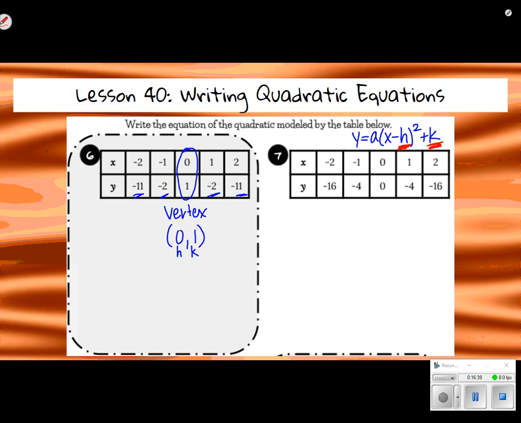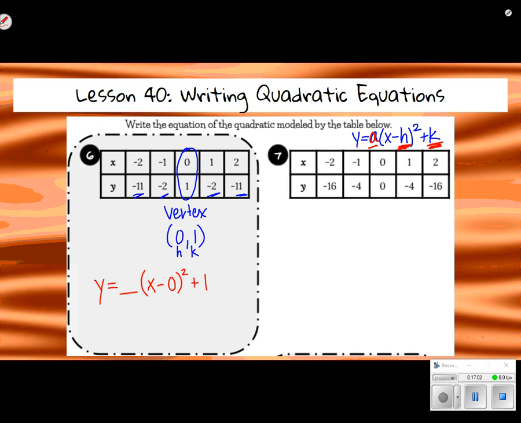Now, right now I'm missing a. So I'm going to leave a space for it, and then I'm going to come back and figure out what that is. So when I write mine, I write y equals, here's my blank space to put in my a value, parentheses x minus 0 squared plus 1.